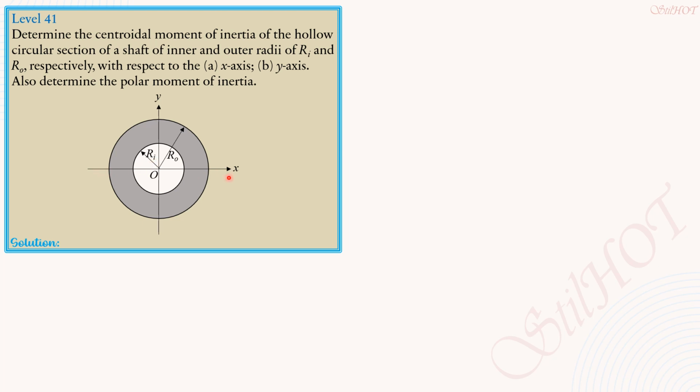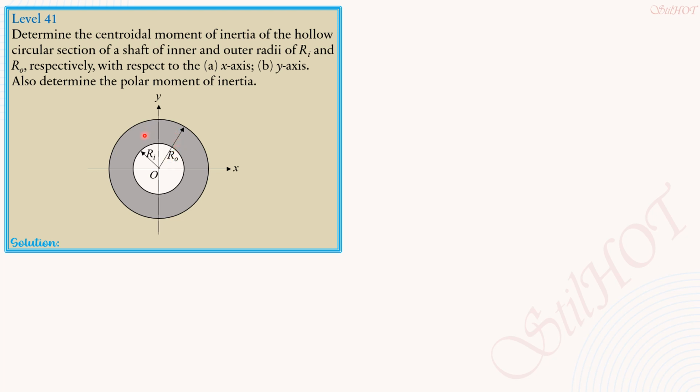Since by symmetry Ix is expected to be equal to Iy, then the polar moment of inertia with respect to O, the center, is simply double the moment of inertia with respect to the x-axis or the y-axis. That is J sub O or I sub O or I sub z with respect to the z-axis is equal to pi over 2 quantity R sub O to the fourth minus R sub I to the fourth.